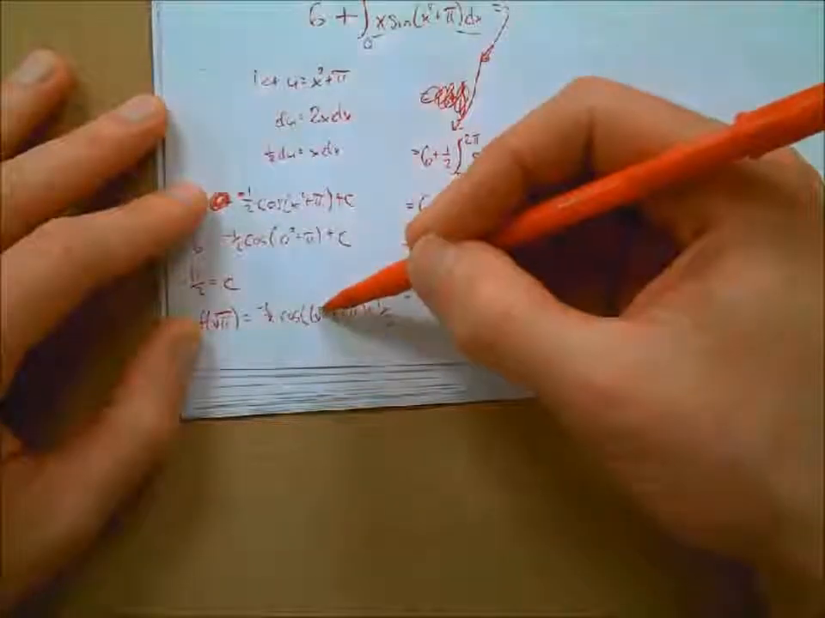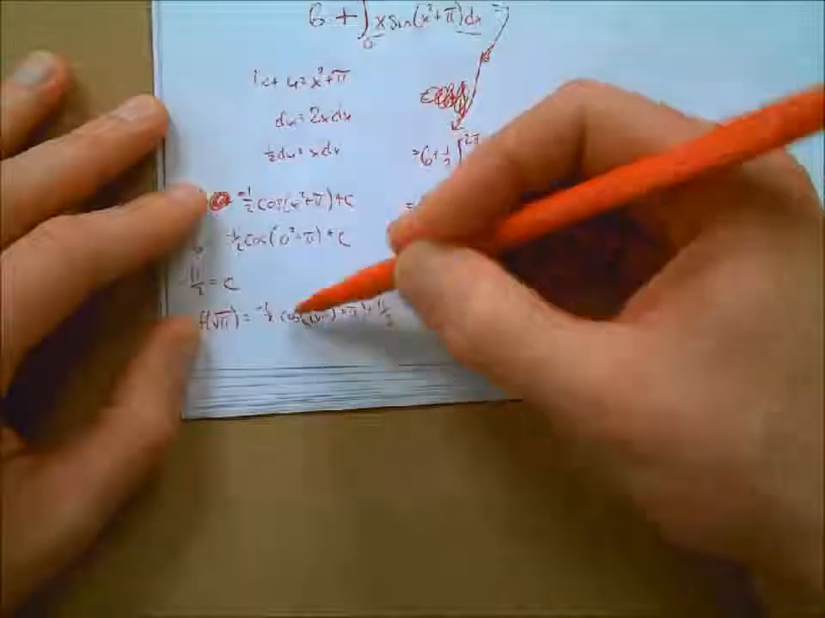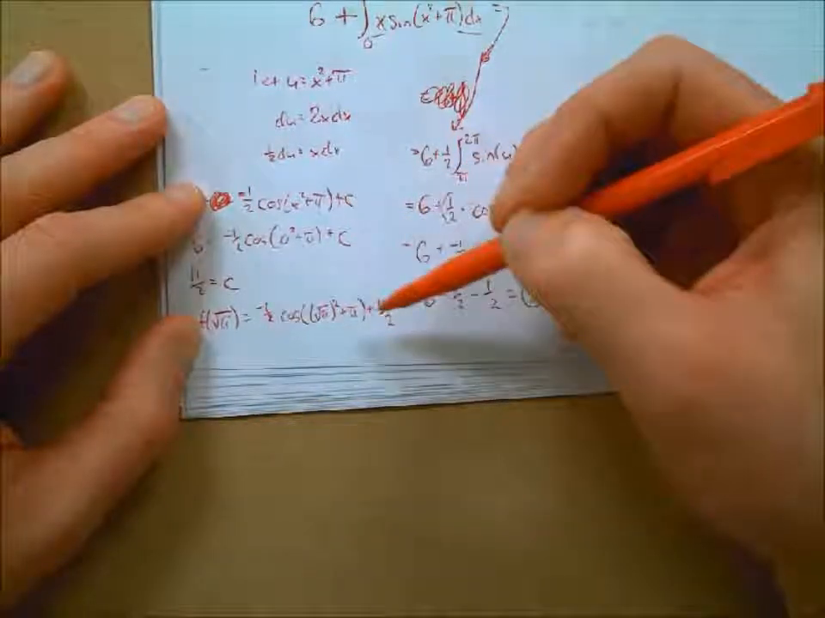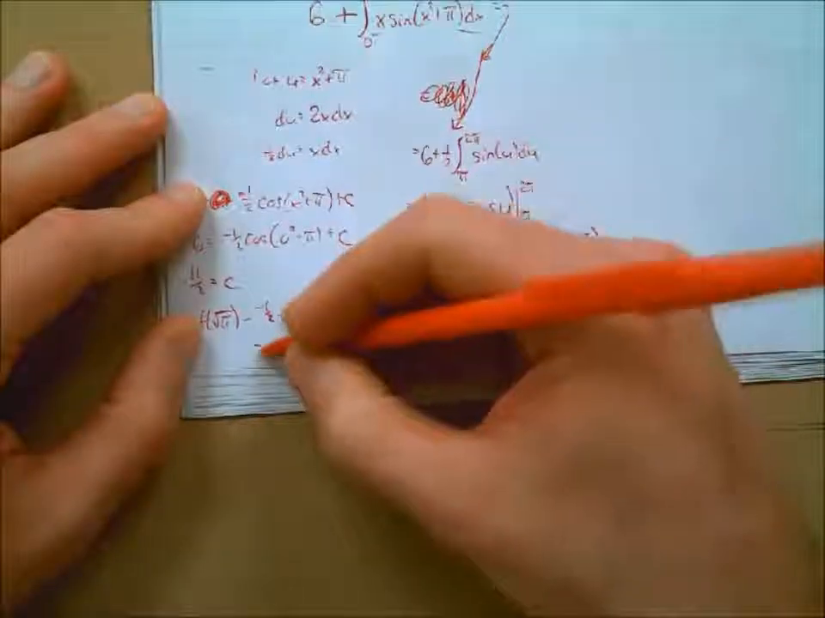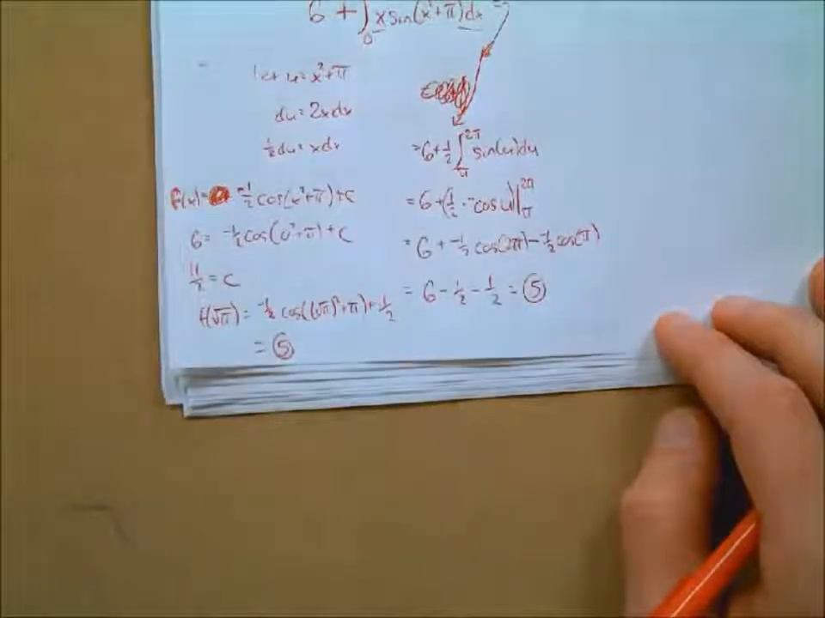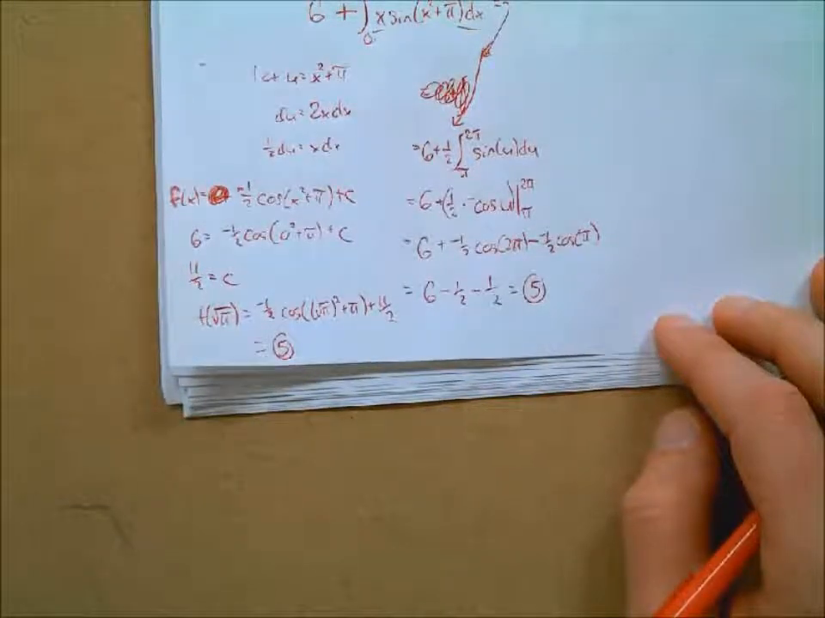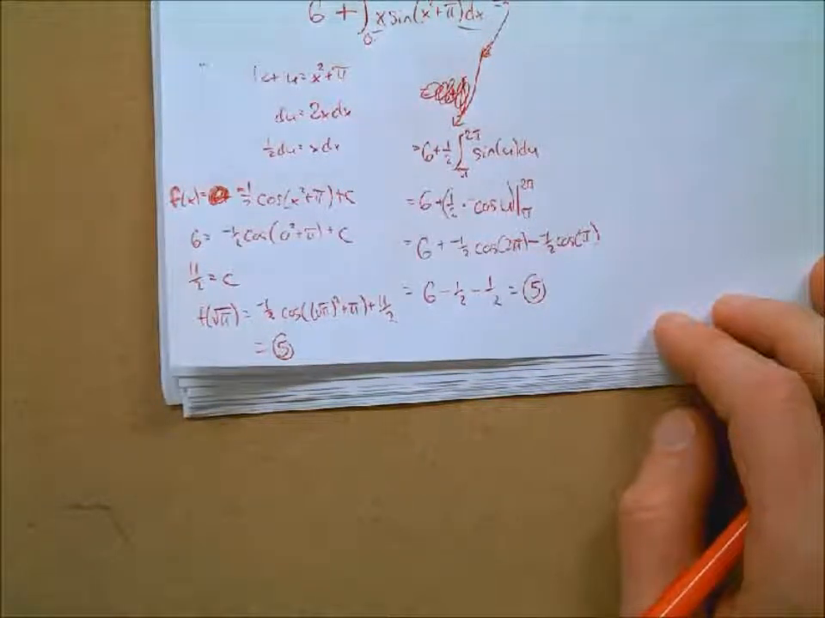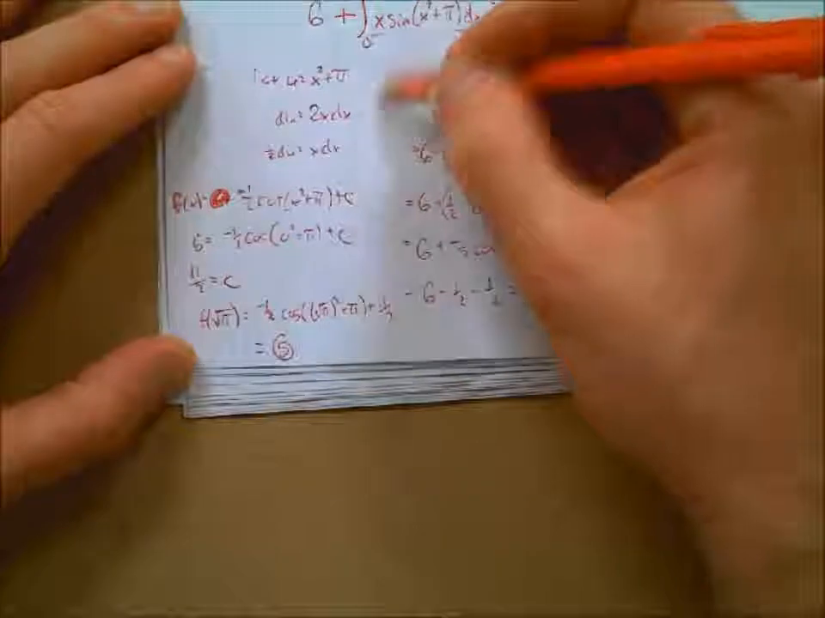Squaring the square root gives us pi. Pi plus pi is 2 pi. Cosine of 2 pi is 1. Times -1/2 is -1/2. -1/2 plus 11/2 is 10/2, or 5. Okay? So alternatively, there it is, too. So both methods work here. All right? Questions on any of that?